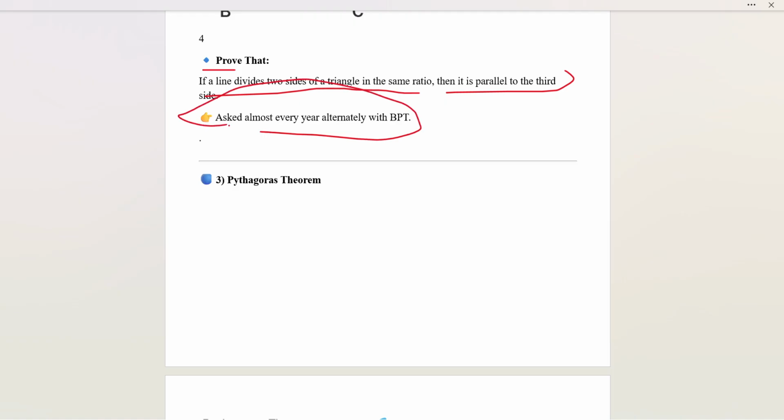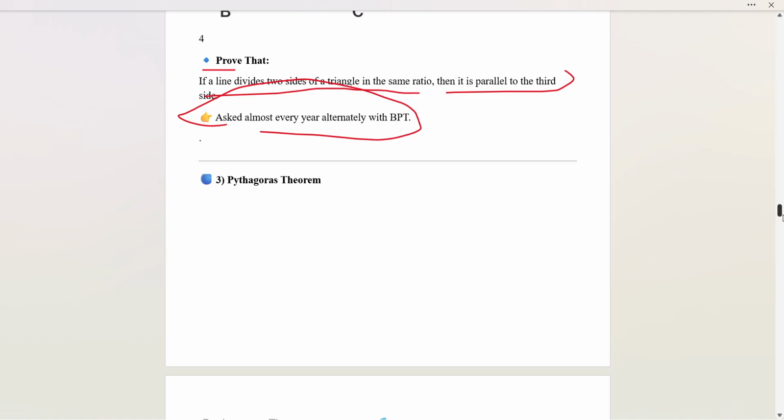In your board exam they can ask you to solve the BPT theorem, that one line given, or in place of that they ask the converse of BPT. Normally the BPT theorem is asked, but they can't ask the regular BPT theorem every time, so in place of that they ask the converse of the BPT theorem. So we'll prepare for the converse of the Pythagoras theorem also and the BPT theorem also.